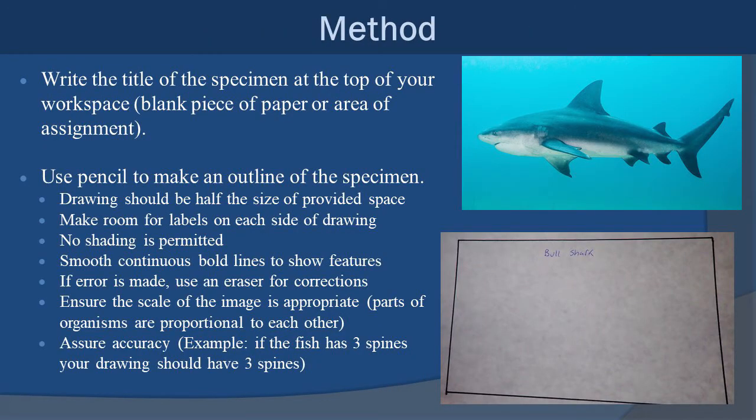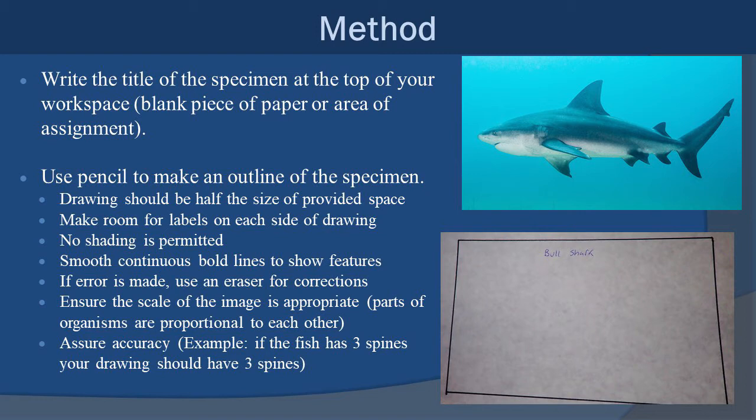All right, so let's dig into this because there are quite a few tiny details to be considered. First of all, when you are given a prompt to do a biological drawing, and we're going to do one, spoiler alert, for a bull shark. That's the picture there. The first thing you want to do is look at the blank space that you are given to work with. From that blank space, you're going to start working. You're going to write the title of the specimen at the top of your workspace, and of course you can write that in ink. However, the drawing itself should be in pencil only, and you're going to use pencil to make an outline of the specimen.